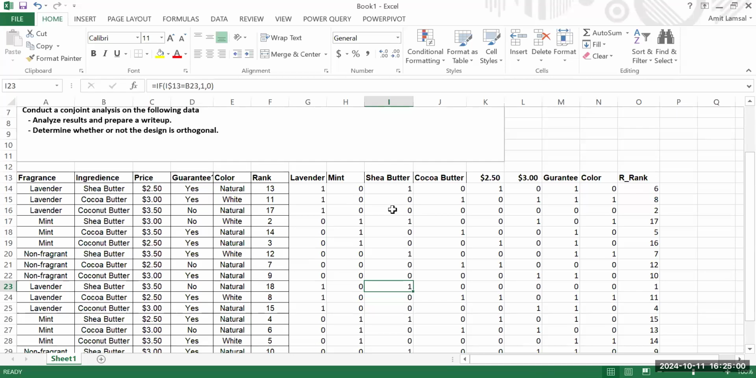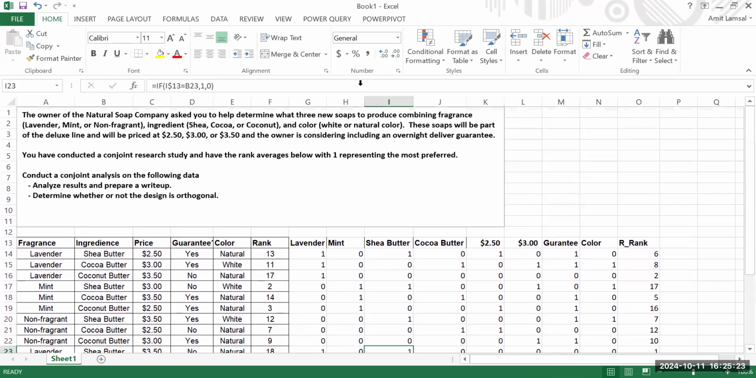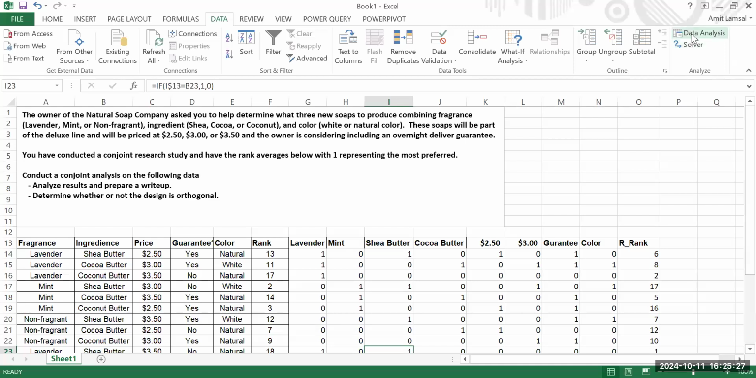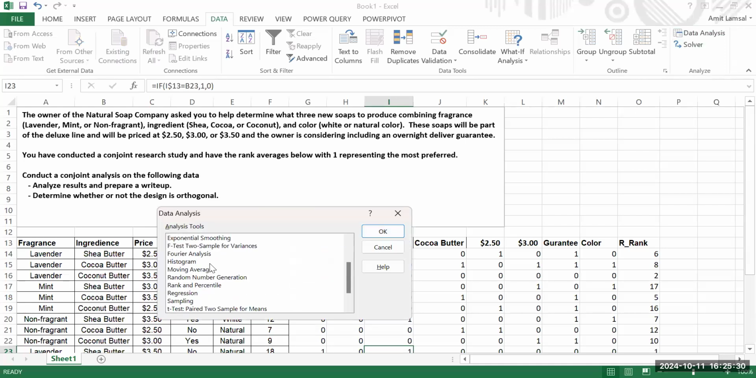Here in regression analysis, we put reverse rank in the y-axis, and all these: lavender, mint, shea butter, cocoa butter, $2.50 and $3, guarantee and color into the x-axis, so that we can get a value telling whether they have a significant impact on the analysis or not. So go to Data, go to Data Analysis, and you will have Regression over here.